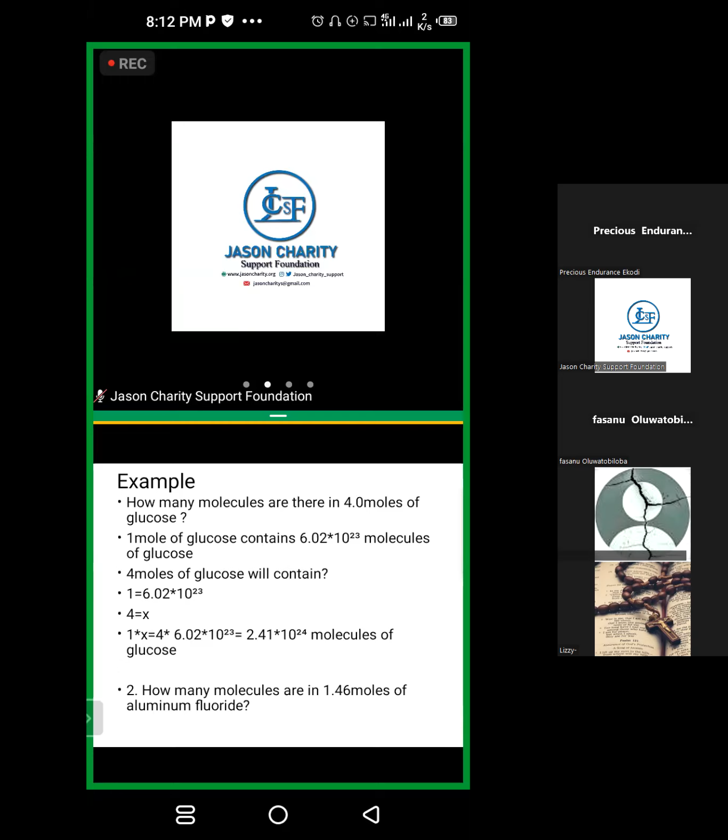So let's take some examples. The first example here is, how many molecules are there in 4.0 moles of glucose? Now here we have the solution. Remember, as we have said, 1 mole of every compound is equal to 6.02 times 10 raised to the power 23 molecules. So I've written it there as 1 mole of glucose contains 6.02 times 10 raised to power 23 molecules of glucose. Now, what we are looking for is 4 moles of glucose. So we say 4 moles of glucose will contain, we are looking for that, right?